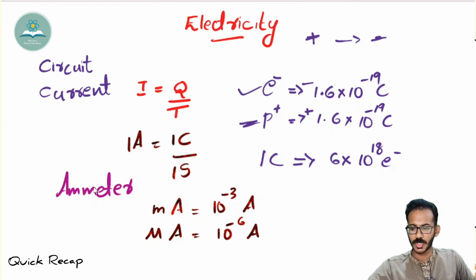Ammeter is the instrument used to measure current. SI unit is ampere. We have smaller units called milliampere and microampere. 1 milliampere is 10 raised to minus 3 ampere. 1 microampere is 10 raised to minus 6 ampere.